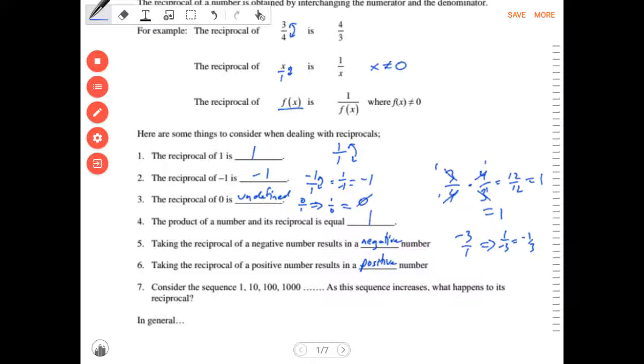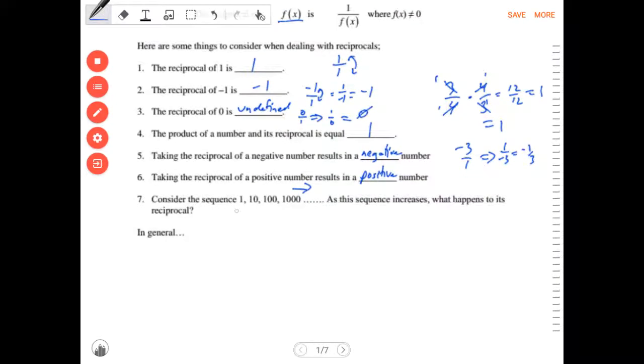Negative number, positive number. Now consider the sequence 1, 10, 100, 1,000. As this sequence increases, as these numbers get bigger, what happens to the reciprocal? Well, this first one, I get 1 over 1, which is just 1. Then I get 1 over 10, then 1 over 100, then 1 over 1,000, etc. So the reciprocal is getting smaller. As the sequence gets bigger, the reciprocal gets smaller.